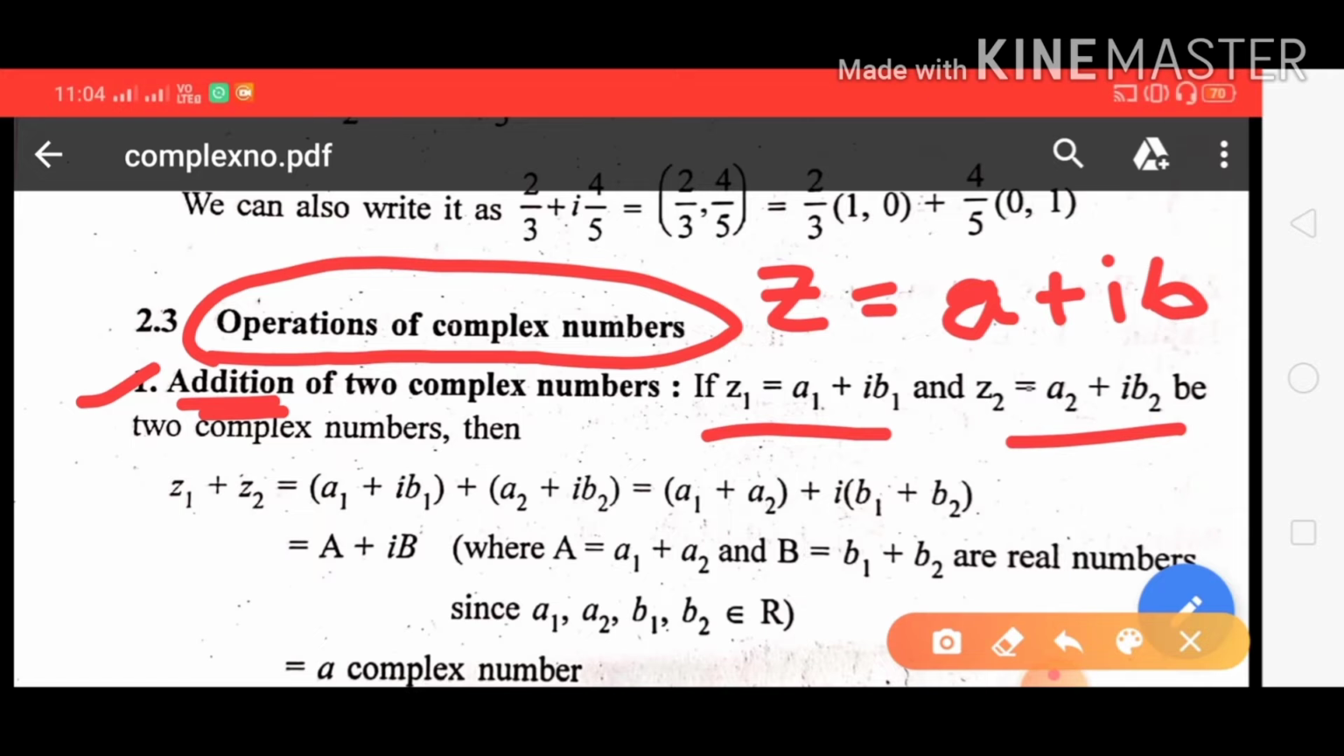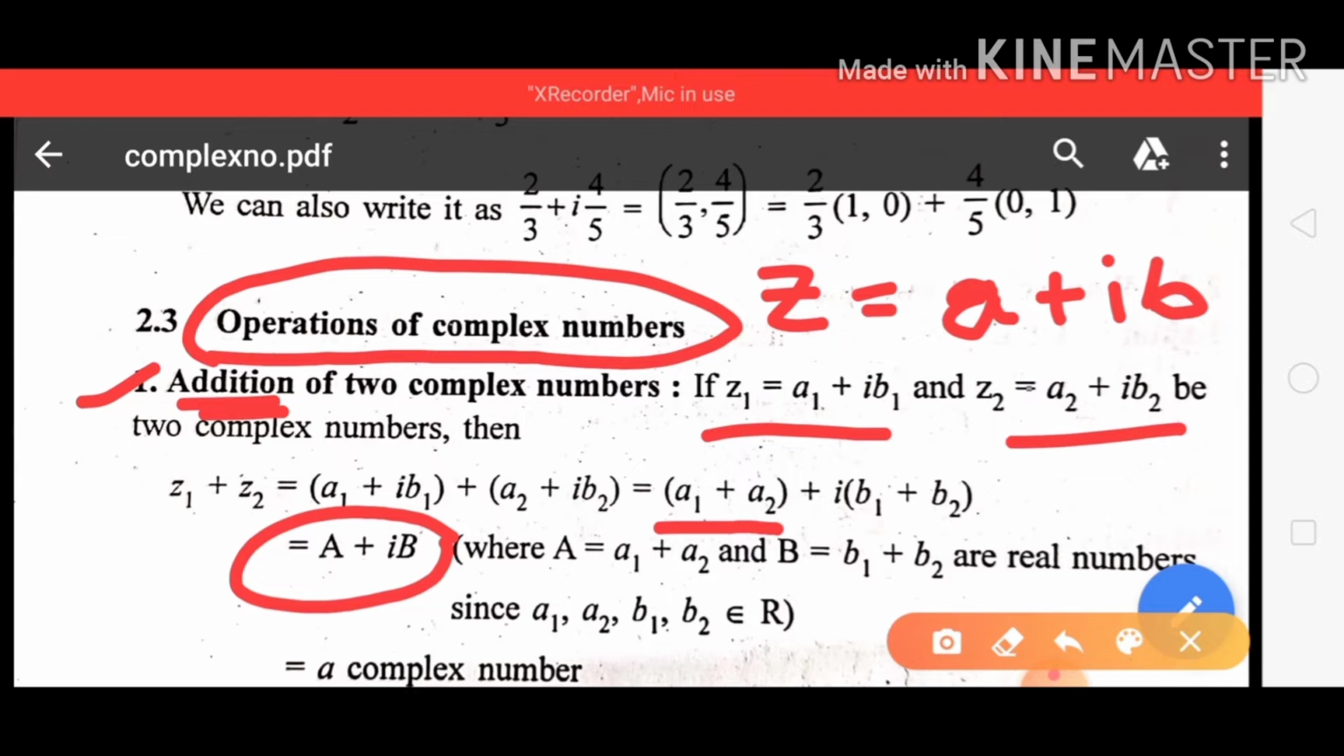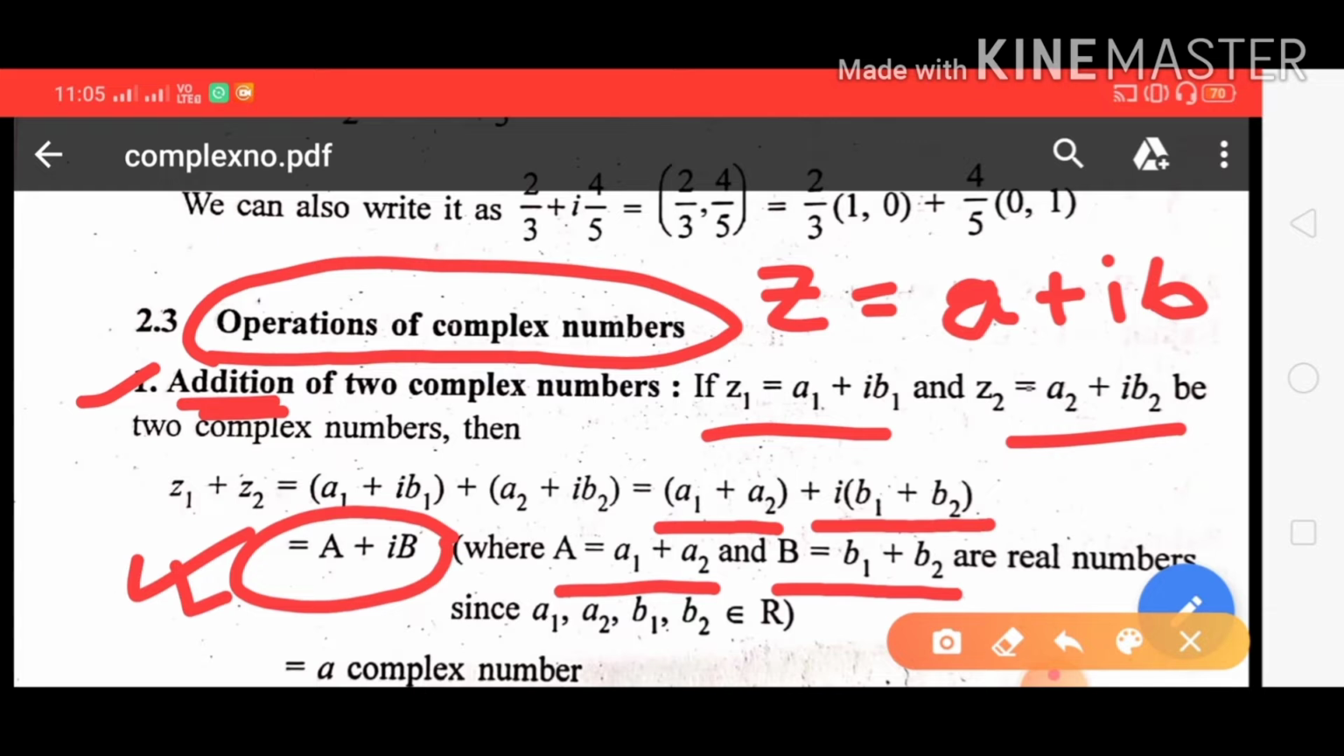On adding, what do we have? We have another complex number. On addition, the real part is added together, and taking i common, we have the imaginary part b1 plus b2, where a equal to a1 plus a2 and b equal to b1 plus b2. This is also a complex number. So addition of two complex numbers gives us another complex number.